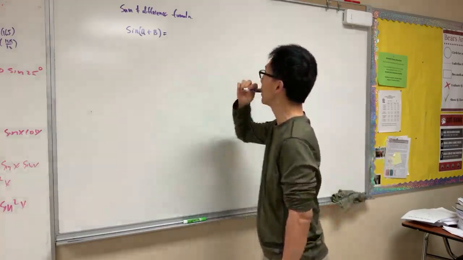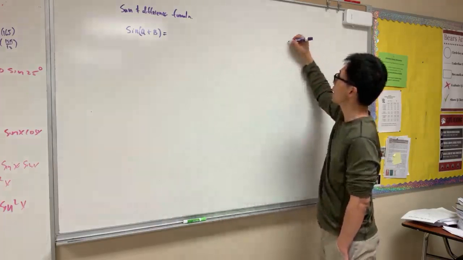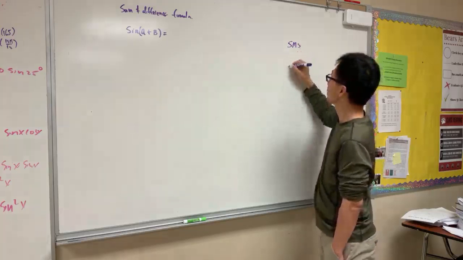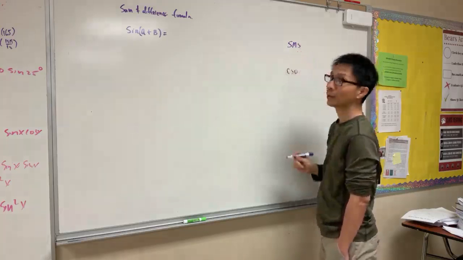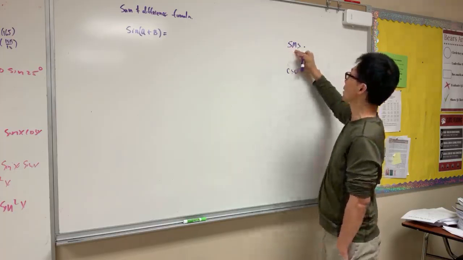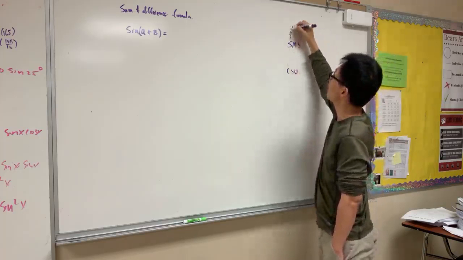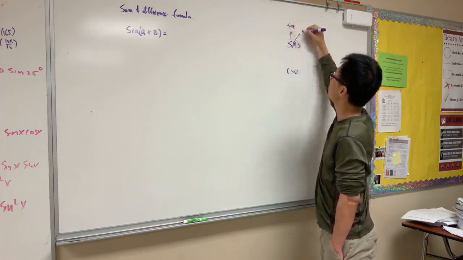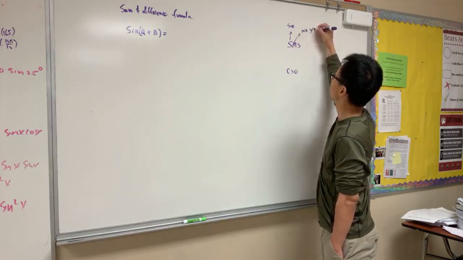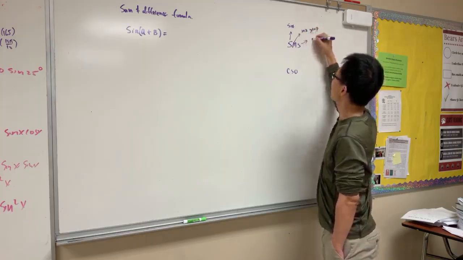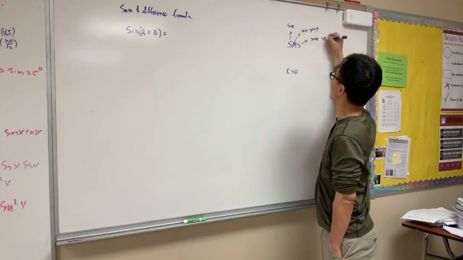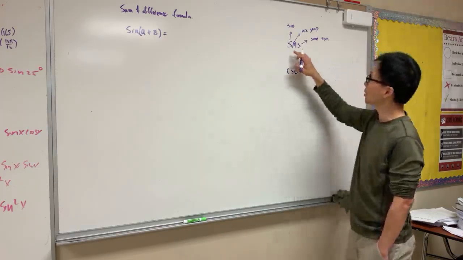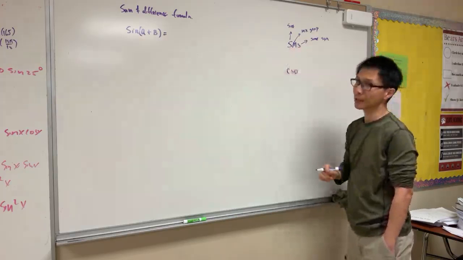So I want you to remember this formula. The acronym is SMS, and then CSO. Okay, so this SMS, what is S? S stands for sine, M stands for mixed group, S stands for same sign. So sine, mixed groups, same sign.